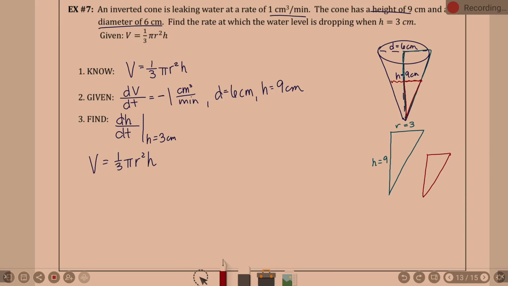Geometry. Okay, so now what I'm going to do is I'm going to call this H and funky R. And I guess I probably shouldn't have put H equals and R equals over here now that I think about it. Because what we're going to do is, you guys remember similar triangles?